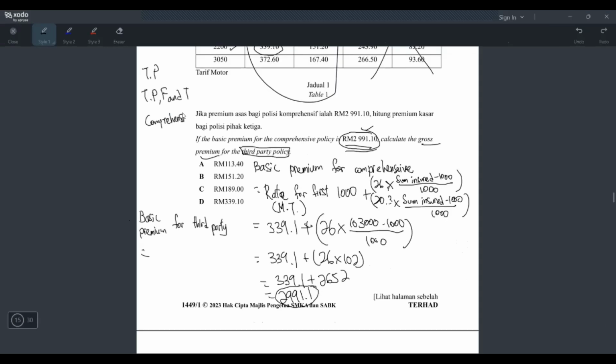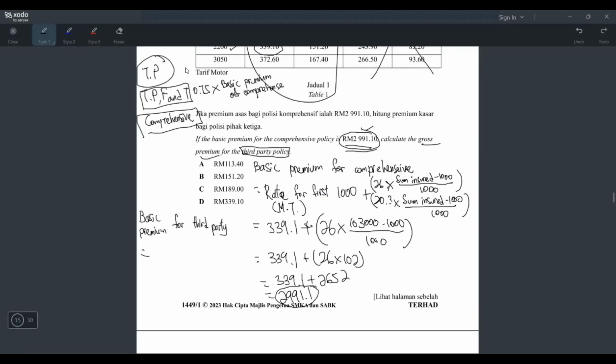Okay, and out of these three, comprehensive is the most difficult, or maybe has the most things to know, because the basic premium you have to calculate like this. Okay, and to get the gross premium, just minus the NCD. But for third party fire and theft, how you get your basic premium? You have to take the 75%, 0.75 times with your basic premium for comprehensive. That's how you calculate the third party fire and theft basic premium, right?